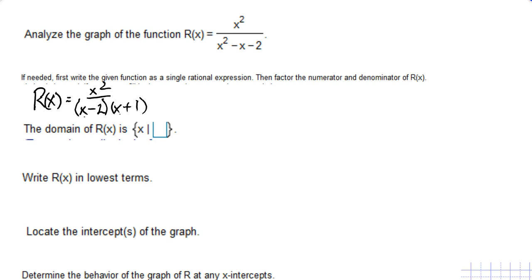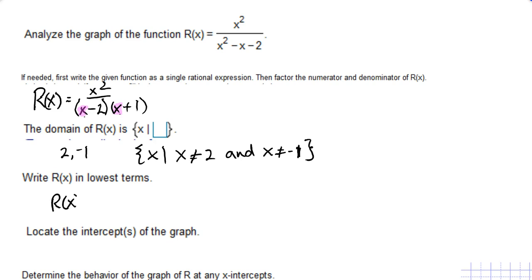This is helpful in finding the domain. So this is going to help us find out that the value of 2 and the value of -1 need to be excluded from the domain because they're going to cause a 0 in the denominator, and division by 0 is undefined. So our domain is x such that x is not 2 and x is not -1. Then we want to write our function in lowest terms. And since there are no common factors between the numerator and denominator, this function already is in lowest terms.